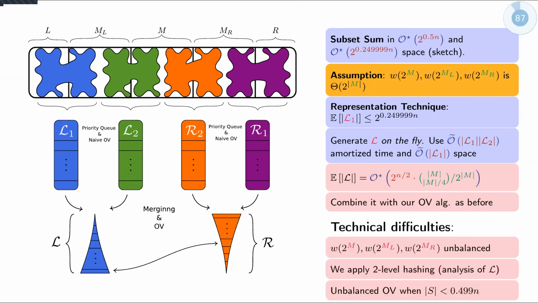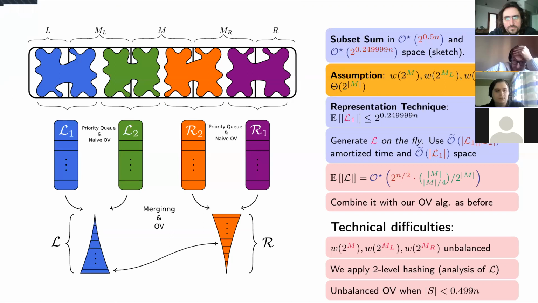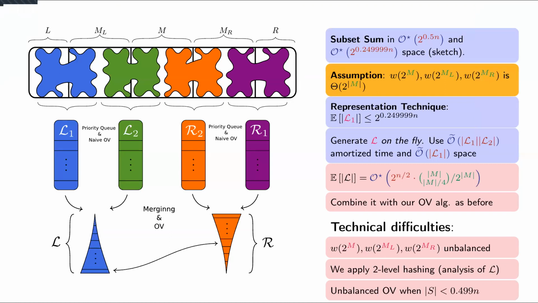I just want to point out that there are a lot of technical difficulties. First of all, when you break these assumptions that I didn't justify yet, the sizes of the sets generated by the sets capital M may be different. We have to do something clever about the algorithm in this case. We also do some non-trivial analysis of the size of this calligraphic L.